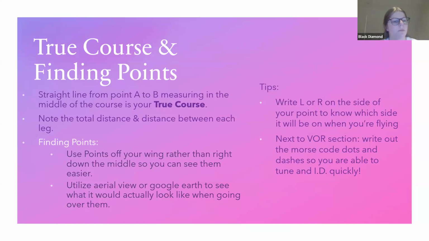So just a couple of tips for finding points. You want to use points that are off your wing rather than right down the middle as you're flying, because it's easier to see them when you're actually in flight than trying to go over something. So off your left or right.